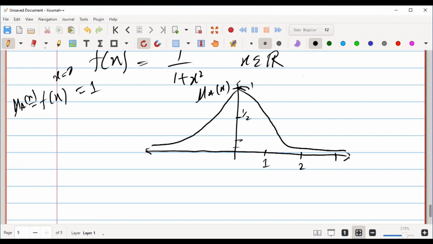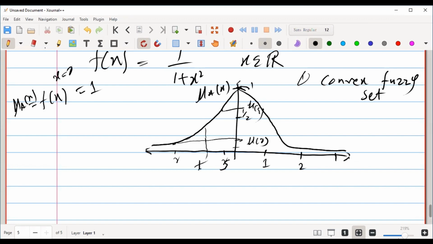You will see that first of all, it is a fuzzy number because it is a convex fuzzy set. Whenever you take any point R and any point S, its membership functions are mu of R and mu of S, and any point T between R and S, its membership function mu A of T is greater than or equal to the minimum of mu of R and mu of S. It is convex.